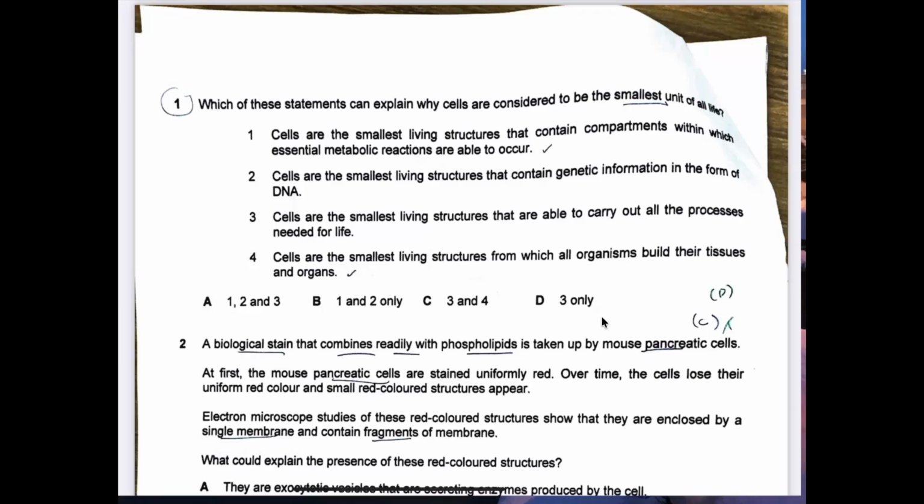C and D. C and D, so I have to look for 4. Cells are the smallest living structures from which all organisms build their tissues and organs. This is where it went wrong, because with organisms you also have unicellular and multicellular. So this is only true for multicellular.